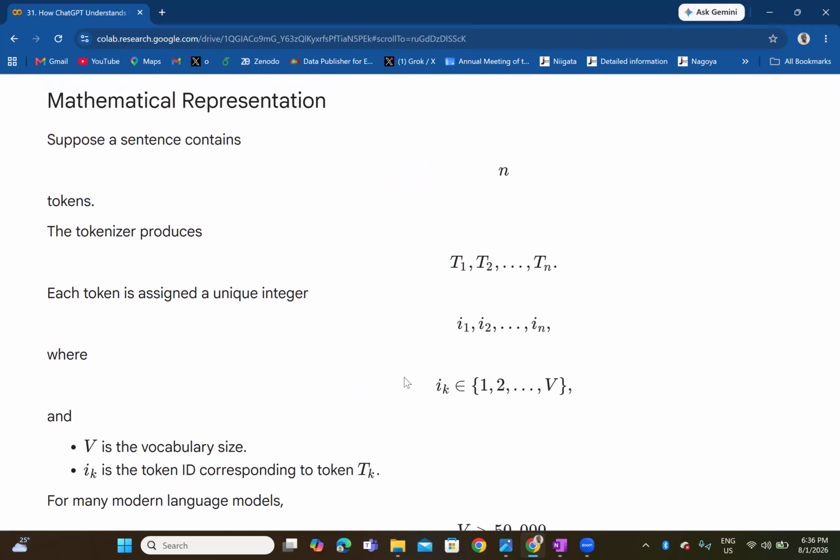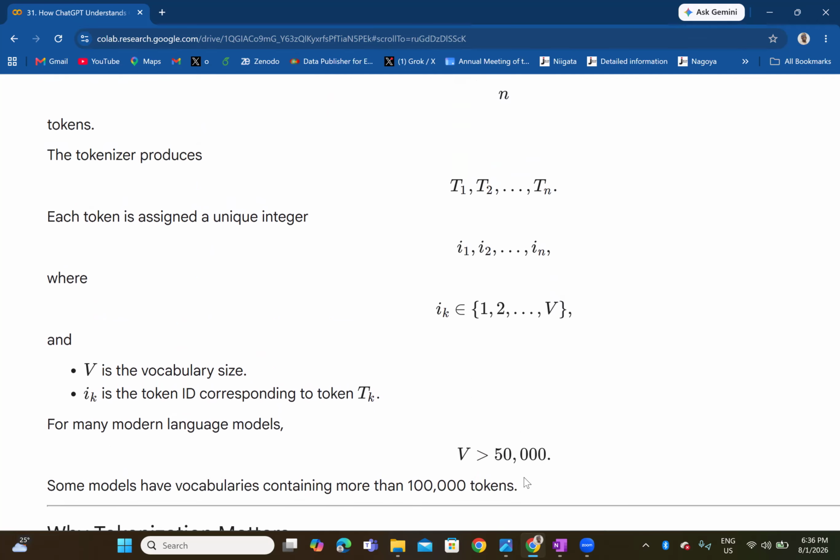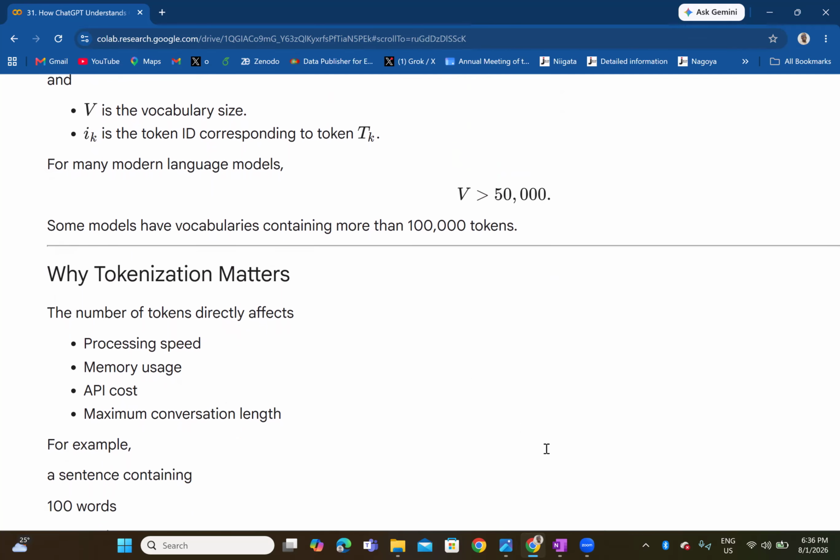Then you have the mathematical representation. Suppose a sentence contains n tokens, the tokenizer produces T1, T2 up to Tn. Each token is assigned a unique integer I1, I2 up to In, where Ik belongs to 1 up to V, and V is the vocabulary size. Ik is the token ID corresponding to the token Tk. For many modern languages, the vocabulary size is greater than 50,000. Some models have vocabularies containing more than 100,000 tokens. In that case, V is about 100,000.